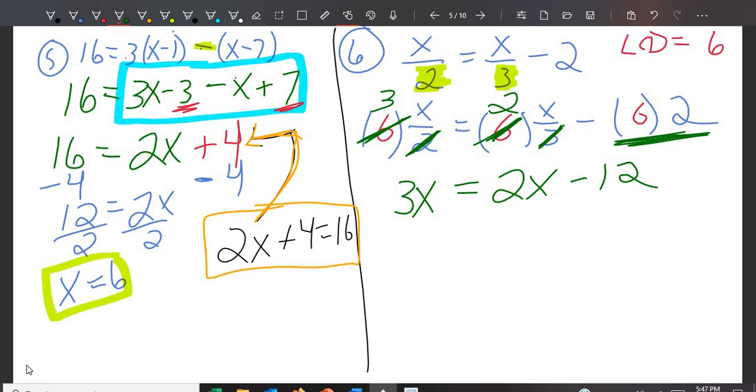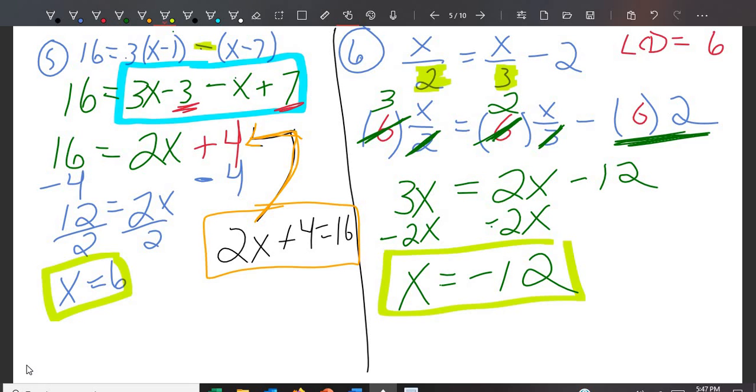Now we can solve it. And subtract 2x from both sides. We're going to get x to be negative 12. Now you've got to watch your signs. Make sure that you're paying attention to your signs. It's easy to make a mistake. I make them. Everybody makes them.